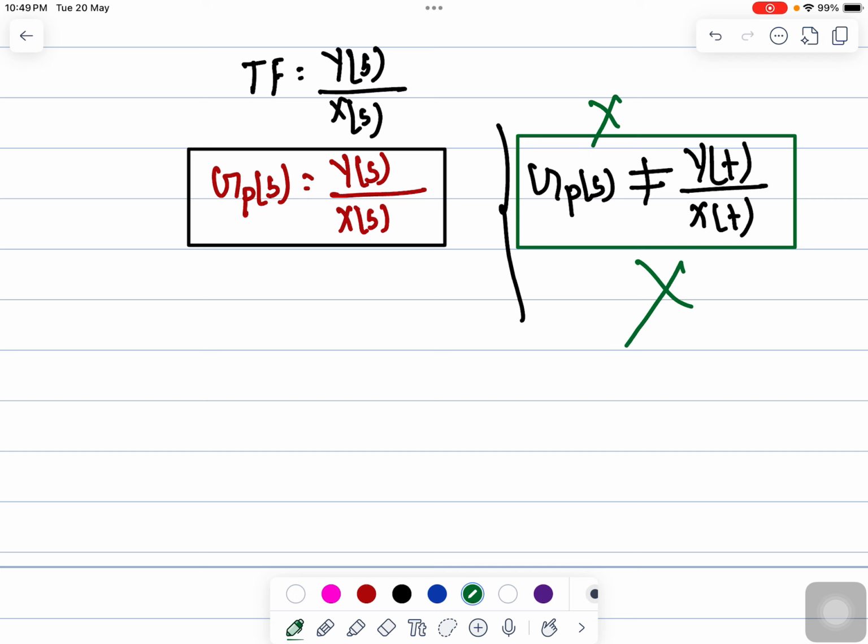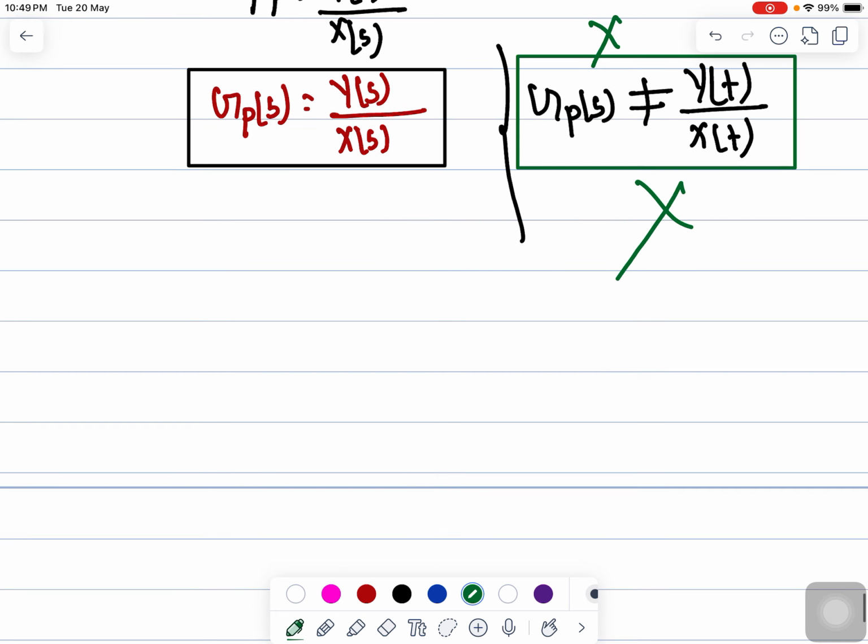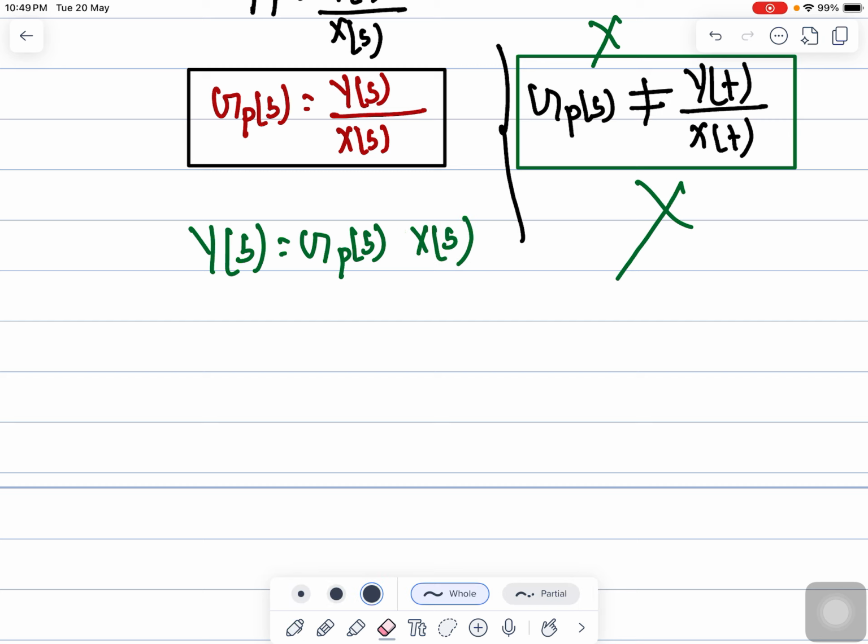Okay, now here this is the input and this is the output. So if I want to write the output, Y(s) can be written as Gp(s), the process transfer function, multiplied with X(s). I'll make a dot here so that it is very easy for you. So this is your S domain output function.